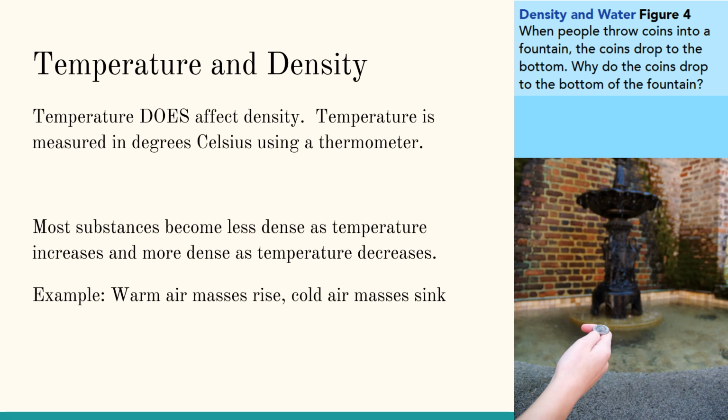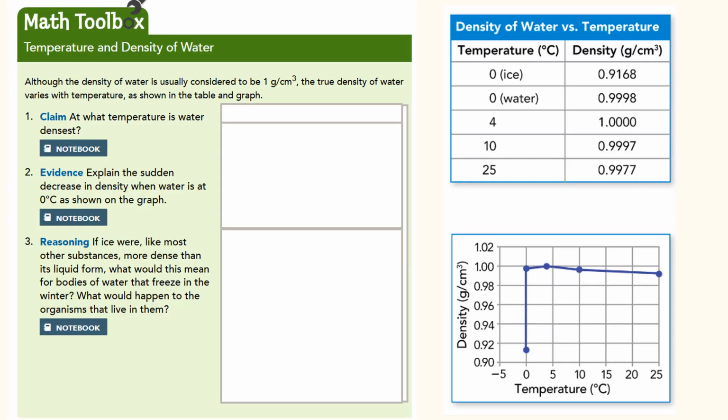So figure 4, density in water. When people throw coins into a fountain, the coins drop to the bottom. Why do the coins drop to the bottom of the fountain? And the answer is that the density of the coins is greater than the density of water. Now we're going to do the math toolbox here.